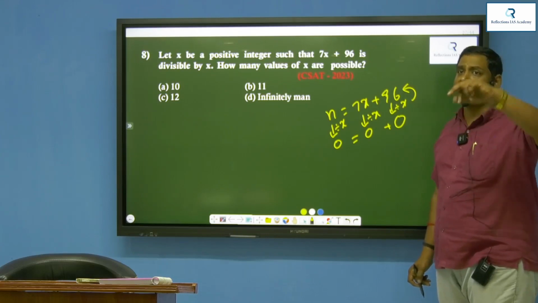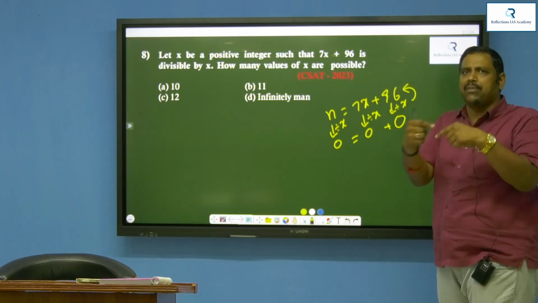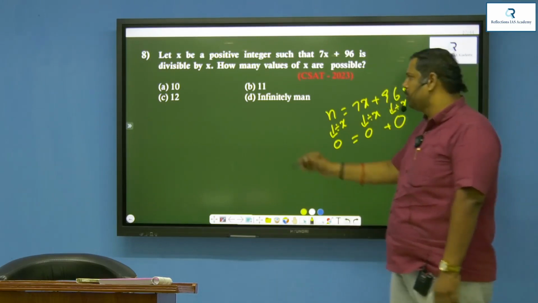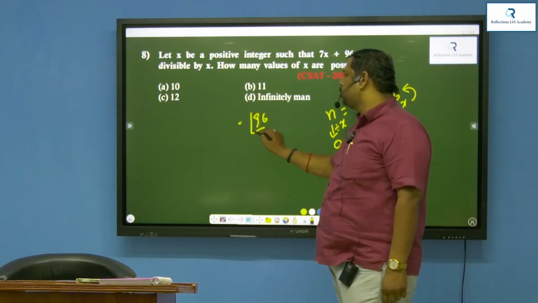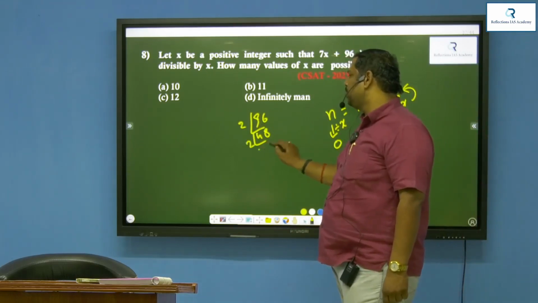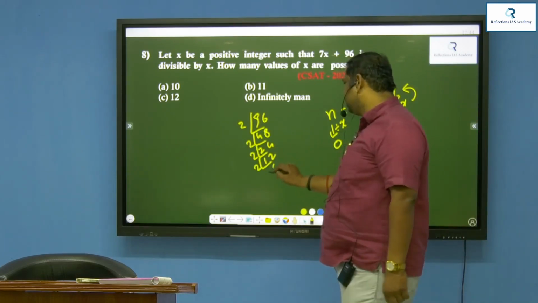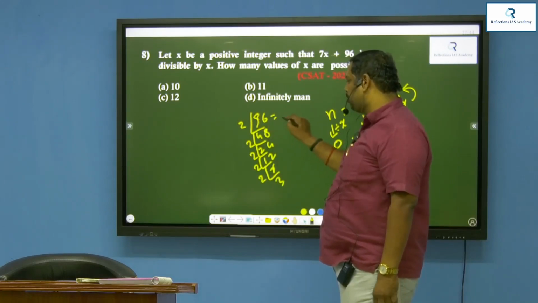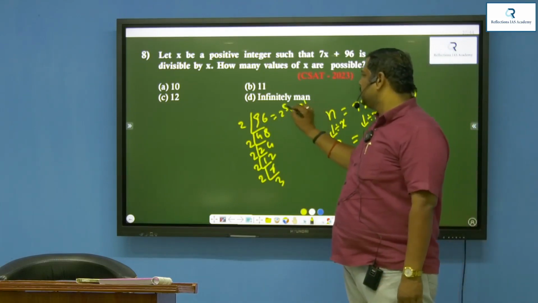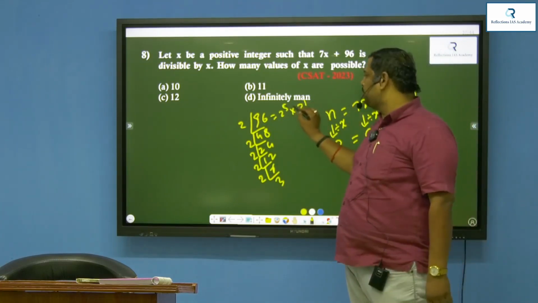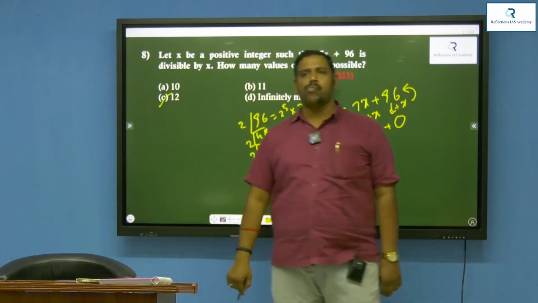Do you understand how the question was narrated, completely deviated? He is asking how many factors there are. How many factors means what will you do? Prime factorization, right? 2 48s, 2 24s, 2 12s, 2 6s, 2 3s. So 2 power 5 into 3. How many factors? Add 1 to the powers. 5 plus 1 is 6, 1 plus 1 is 2. 6 twos are 12. What's the answer? C is the answer.